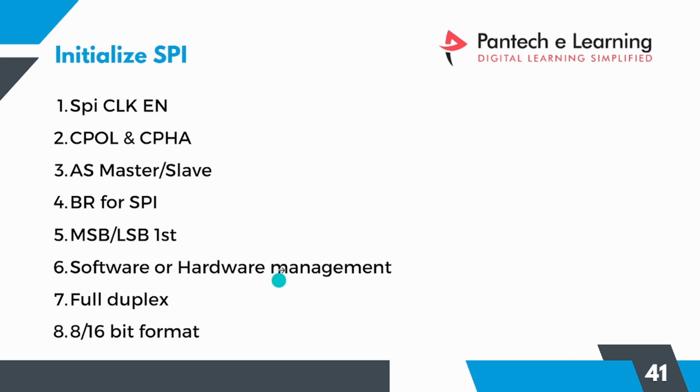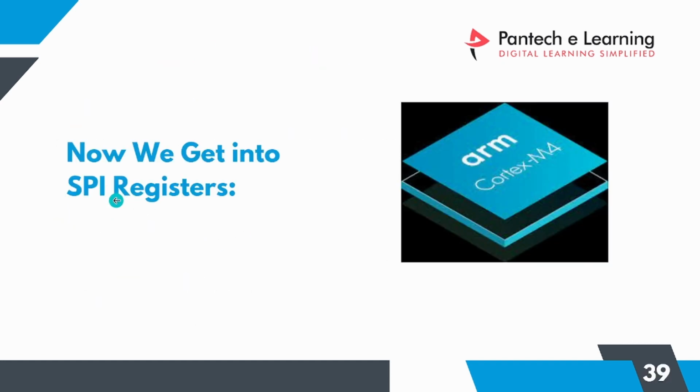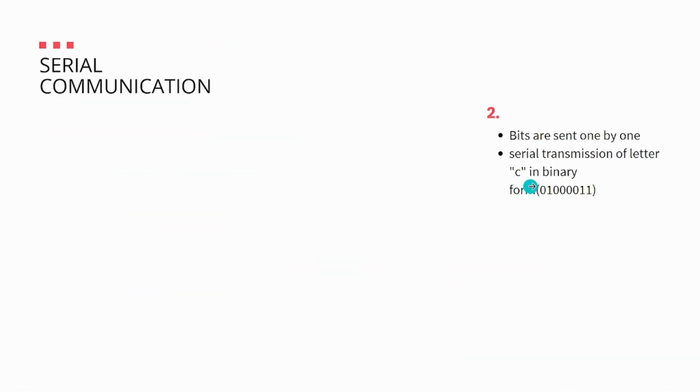It is as per our choice or as per the slave's characteristics. And here comes the software and hardware management. What is this? SPI uses four pins, right? One pin is for the slave select. There will be a default slave select. If I consider connecting it, I will show it.